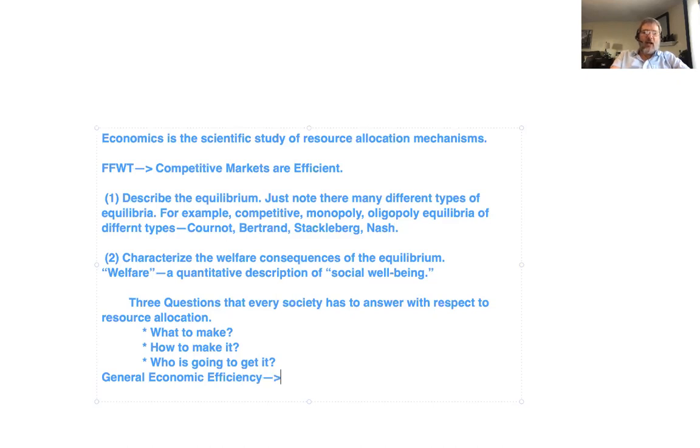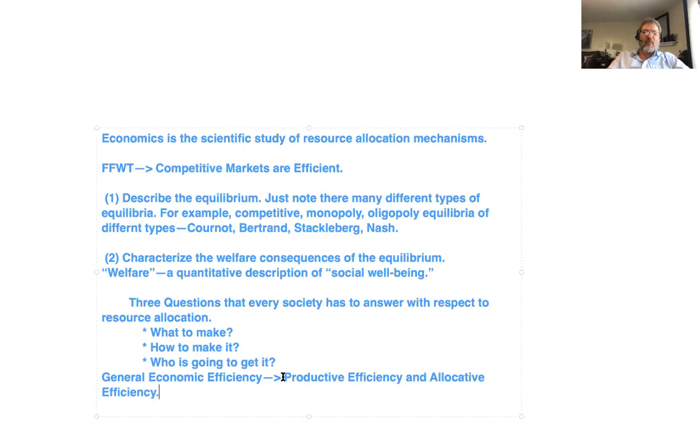And general economic efficiency entails two pieces, which is productive efficiency and, now you're going to think I'm using this term twice, but this is just the way it's referred to, allocative efficiency. And allocative efficiency is sometimes called distributional efficiency. Okay.